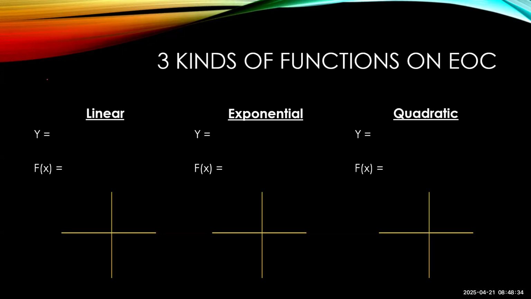Our first one's linear. So I have y equals and f of x equals because they both mean the same thing. Can somebody give me an example of a linear function? Just throw out one. Y equals what? I heard 2 over 5 x. Okay, now I can leave it just like that. That works. I can tack on a +2 or a -7, which would also work. But that would be an example of linear.